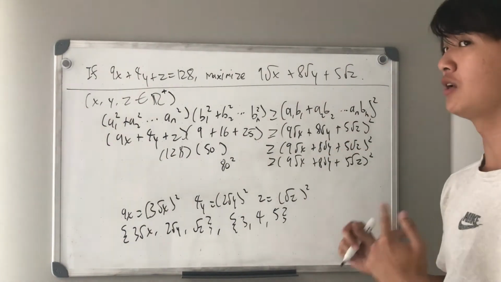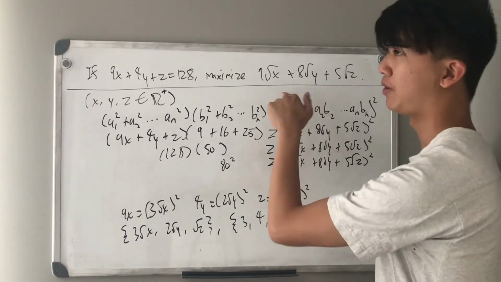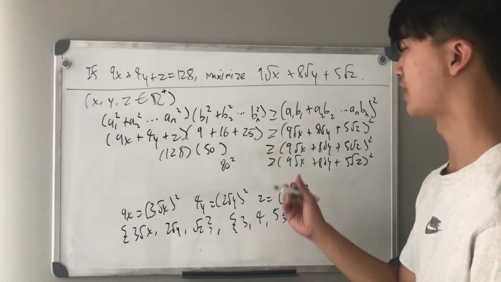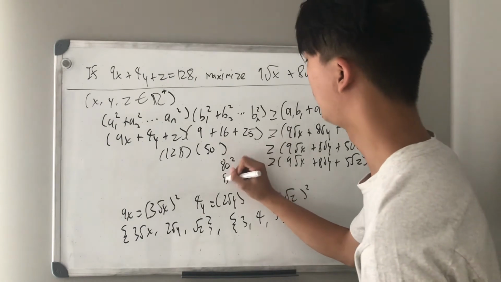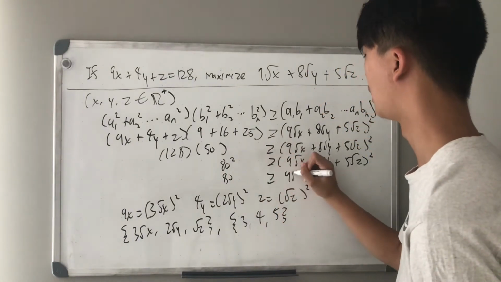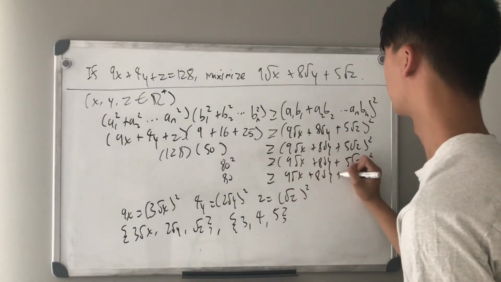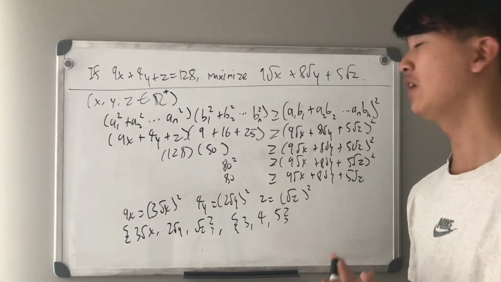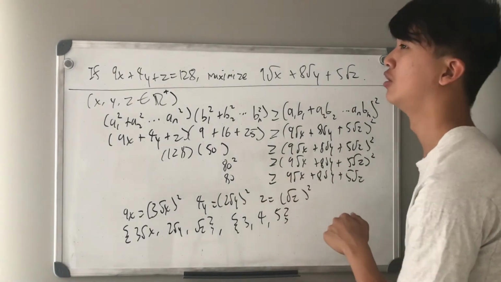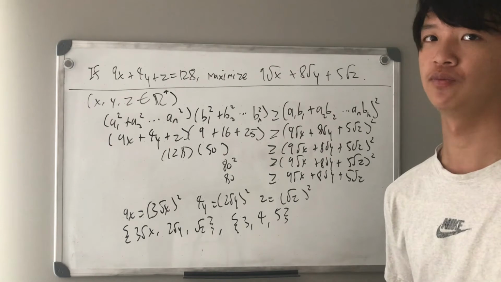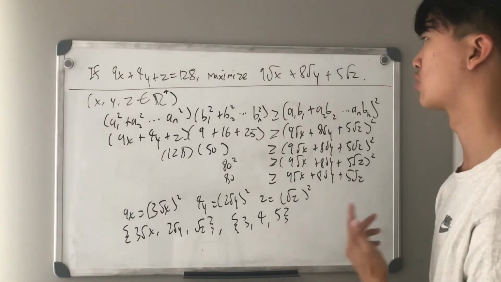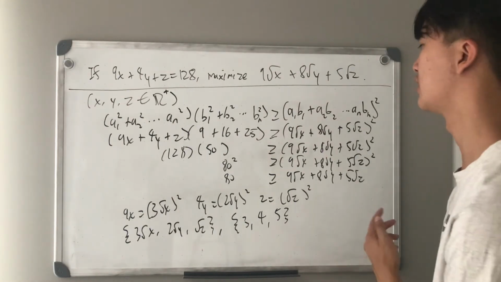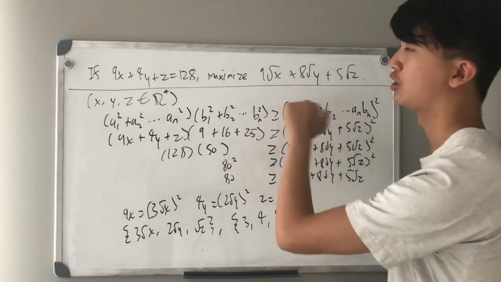And because, and only because, this has to be positive, we can cancel out the squares on both sides. So we have 80 is greater than or equal to 9 root x plus 8 root y plus 5 root z. So we have found the upper bound of this expression, but we have not shown that equality is possible. So now we're going to use the Cauchy-Schwarz equality case to find the values of x, y, and z such that this expression is equal to 80.